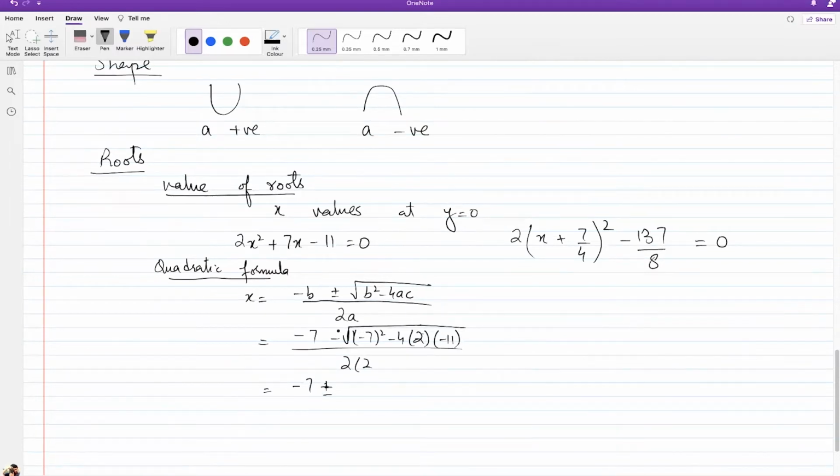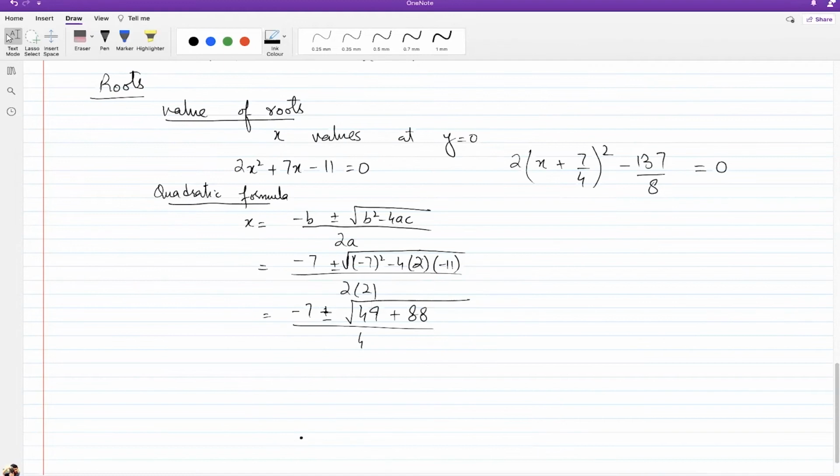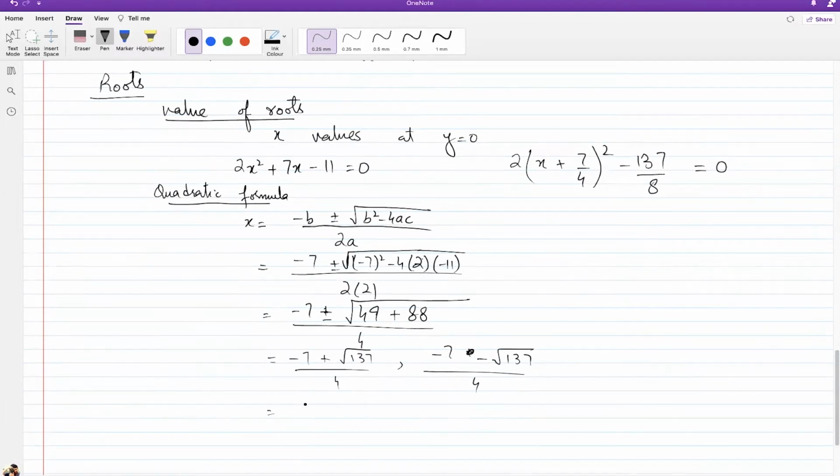So plus and minus both, because I'm going to get two roots, fundamental rule of algebra. So 49 plus 88 over 4, and you just solve it. Do you have a calculator? Give me what the answer is. So I've gotten two answers. One is minus 7 plus square root 137 over 4, and the other is minus 7 minus square root 137 over 4, which are obviously in decimal values. So 1.176, and the other one is minus 4.676. Okay, so that's quadratic formula. And I've gotten the two roots.